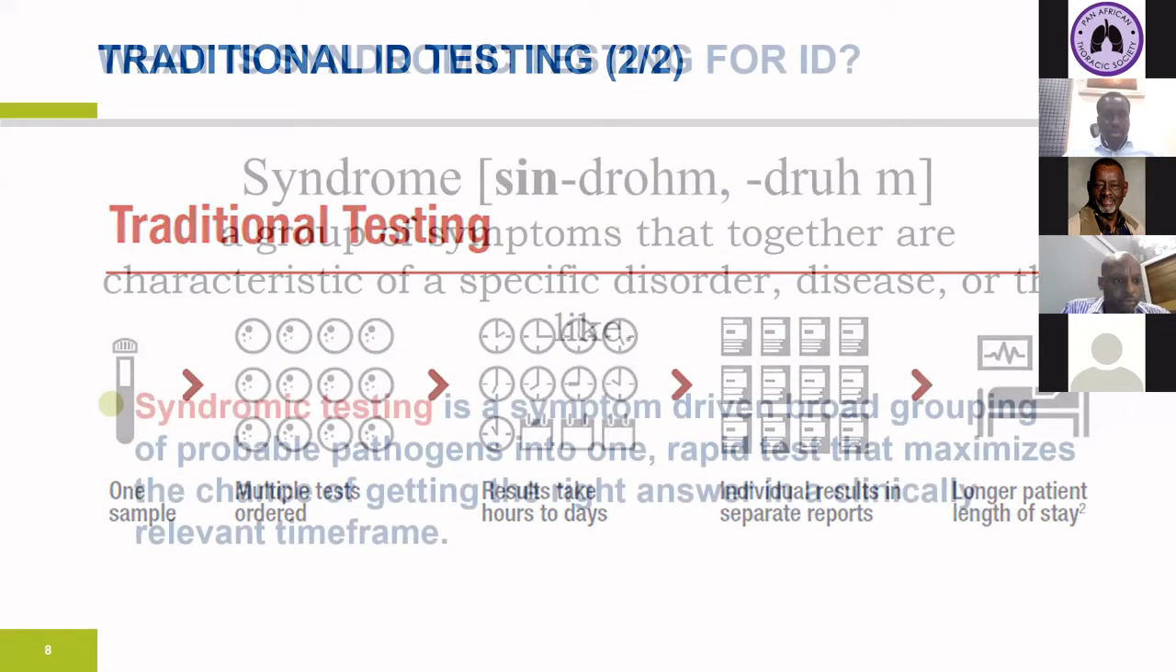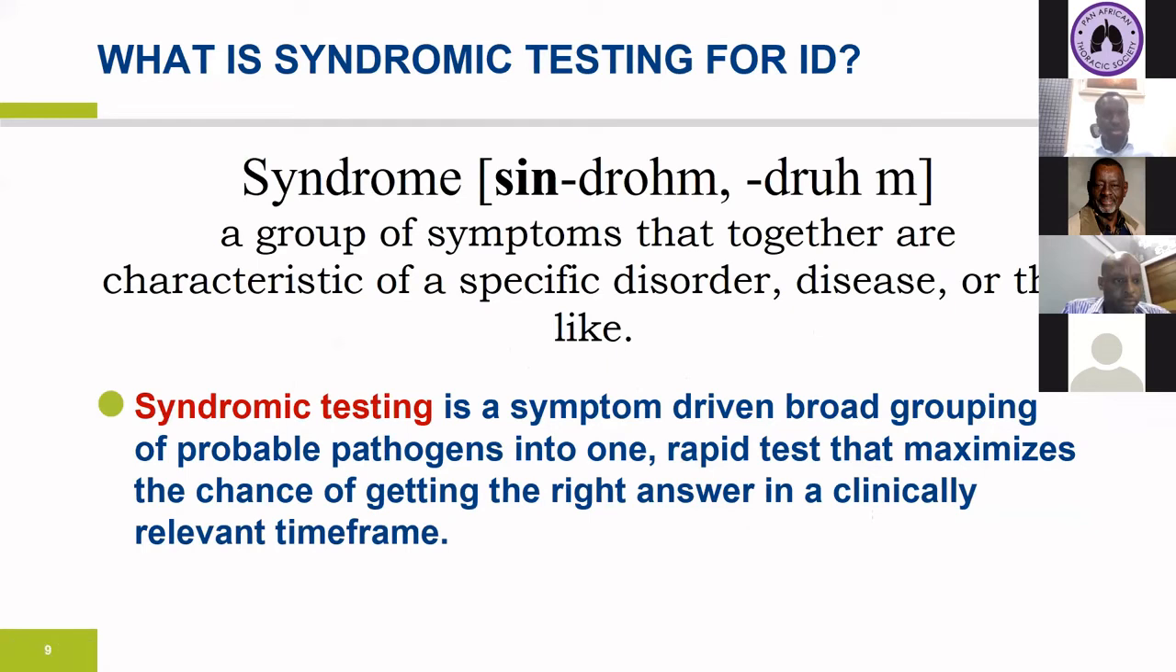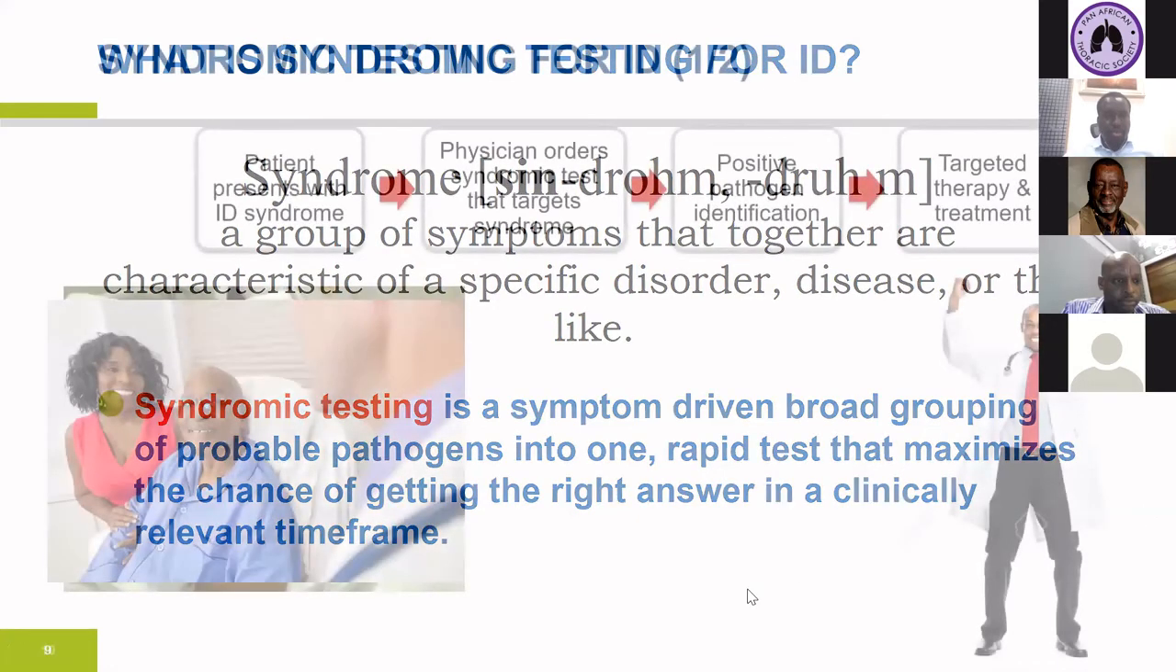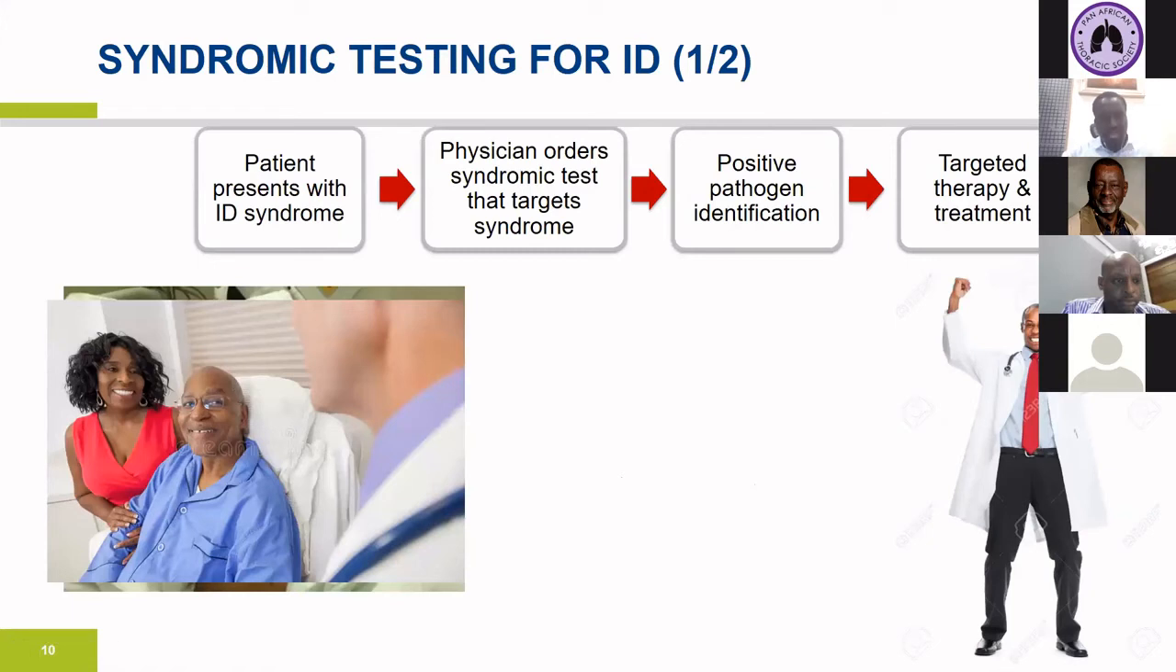So with syndromic testing, we look at syndromes. And basically a syndrome, we know, is a group of symptoms that together characterize a specific disease or disorder. So it's a symptom-driven approach where one rapid test looks for multiple targets or multiple potential pathogens. And this then maximizes the chance of getting the right answer, hopefully in a clinically relevant time frame. And so when the patient presents in front of the clinician or the physician, you go for one test that looks at multiple pathogens. And once you get the positive pathogen or etiology, you then start targeted treatment.